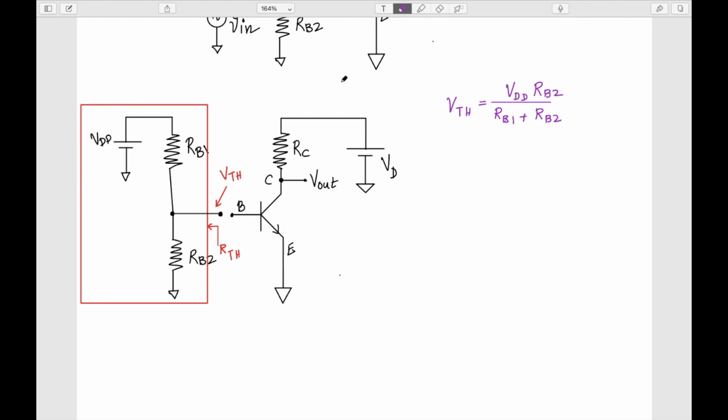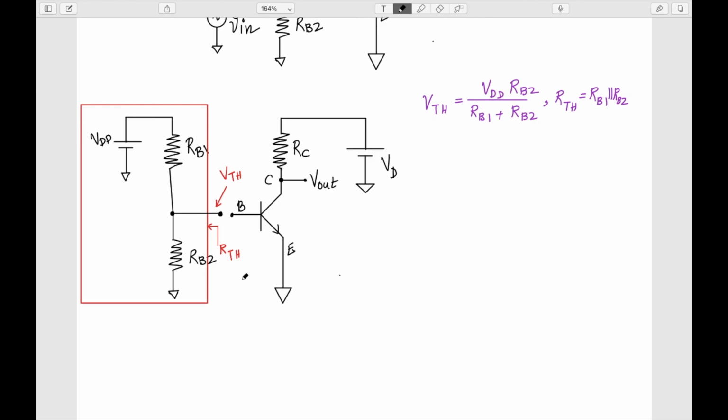And to find the Thevenin's equivalent resistance, we know that we need to short all the voltage sources, and if there is any current source, we need to open it. So the equivalent resistance you see here, this is grounded. Once this is shorted, this is ground, and this other node is also ground. So basically RB1 is parallel to RB2, so my RTH is RB1 parallel RB2.